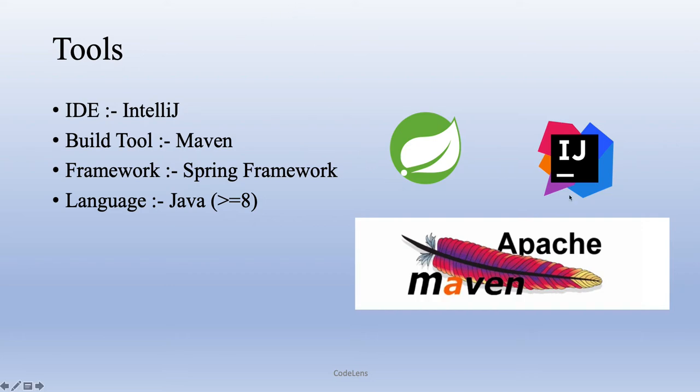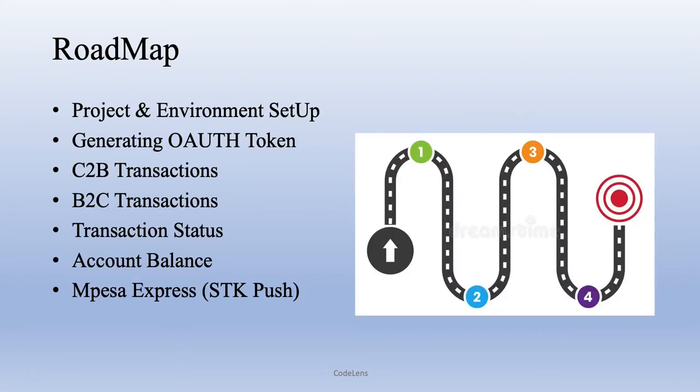Let's have a look at how our roadmap looks like. We're going to start with the bare minimums. Of course, we're going to start with the project and environment setup. We are then going to proceed with the hands-on part. We will start by generating an auth token, after which we're going to go with C2B transactions, then B2C transactions, then transaction status, account balance, and finally Mpesa Express.